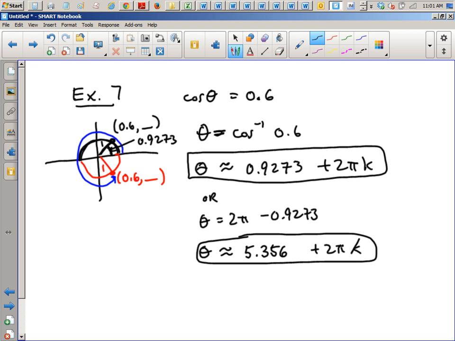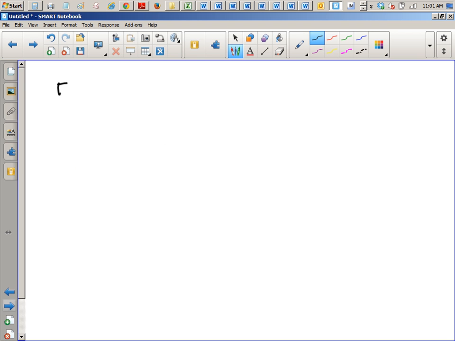Okay? Let's try a different problem. Still calculator, so keep your calculator handy. What if I said, example 8, solve this one: cosecant of theta is -3. So you bust out your calculator and you're ready to type inverse cosecant, except there's no button. So what do we do?